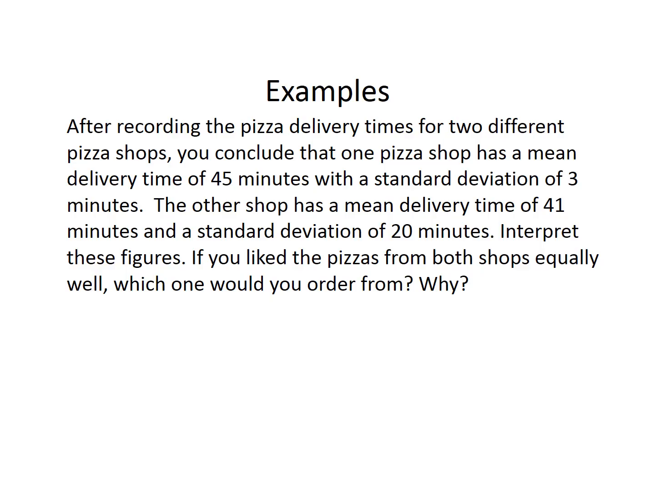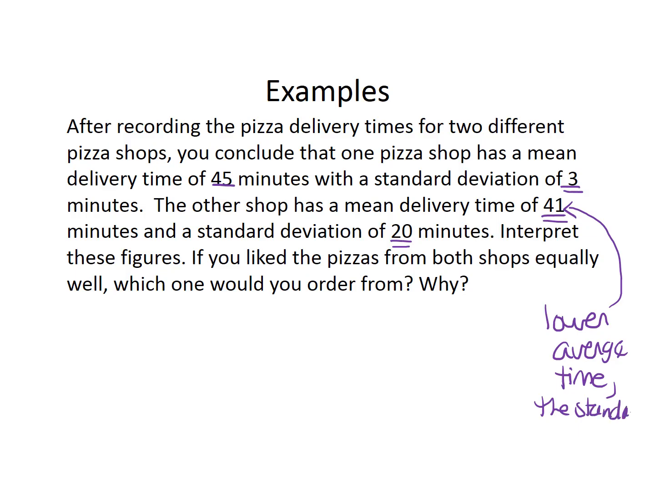Well, the first one has a mean of 45 minutes and a standard deviation of 3 minutes. The other is 41 minutes with a standard deviation of 20 minutes. So even though this is a lower average time, the standard deviation is large, right? Which means it varies so significantly in delivery time. So it could actually be closer to 61 minutes before we get the pizza, right?